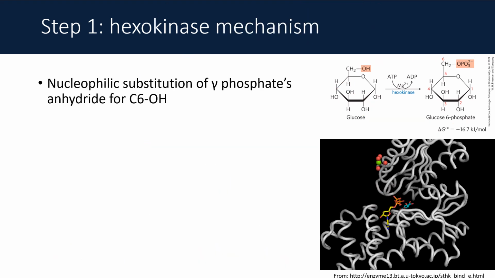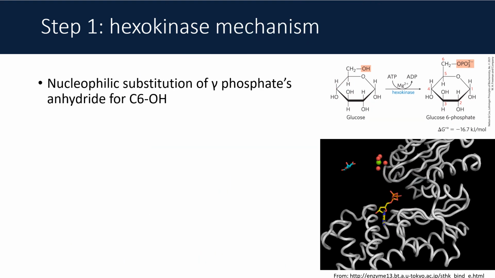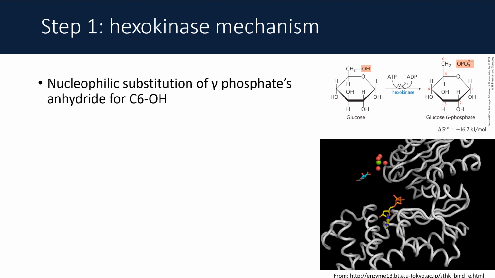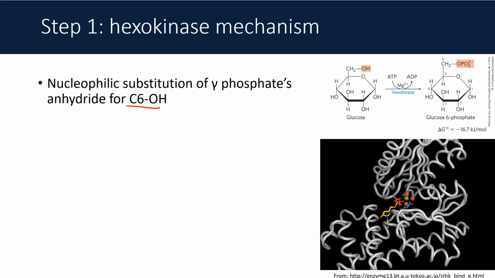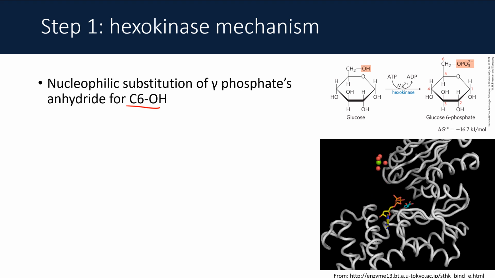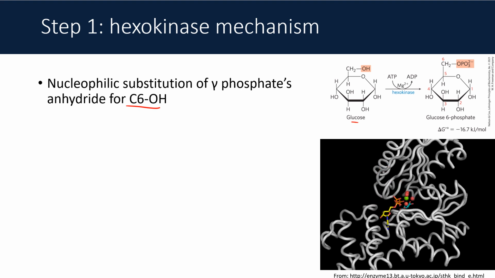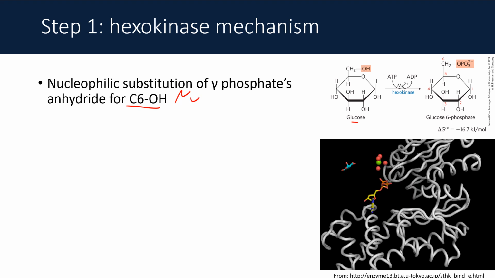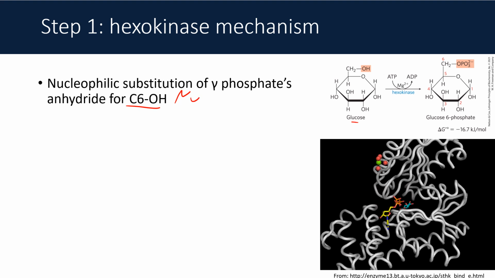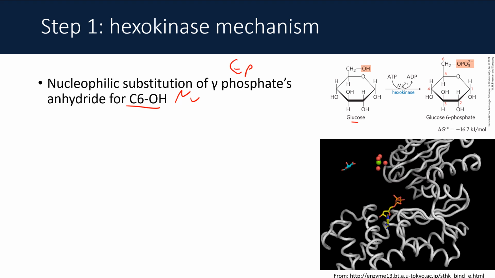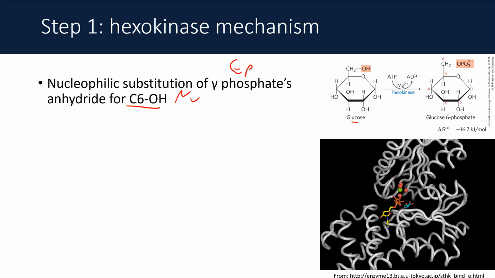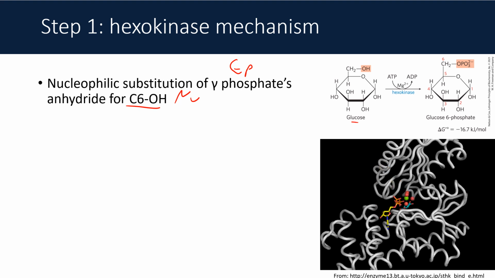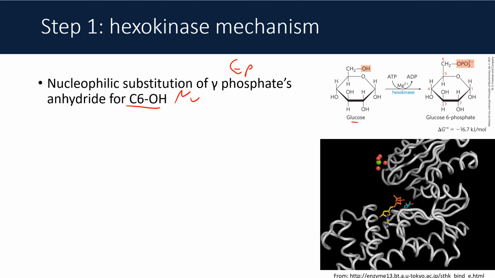Okay, it is mechanism time. The hexokinase mechanism is essentially a nucleophilic substitution. Our nucleophile will be the C6 hydroxyl on our glucose unit. And what will that nucleophile be attacking? An electrophile, specifically the electrophilic phosphorus atom on the gamma phosphate position of ATP. So what does that attack look like?